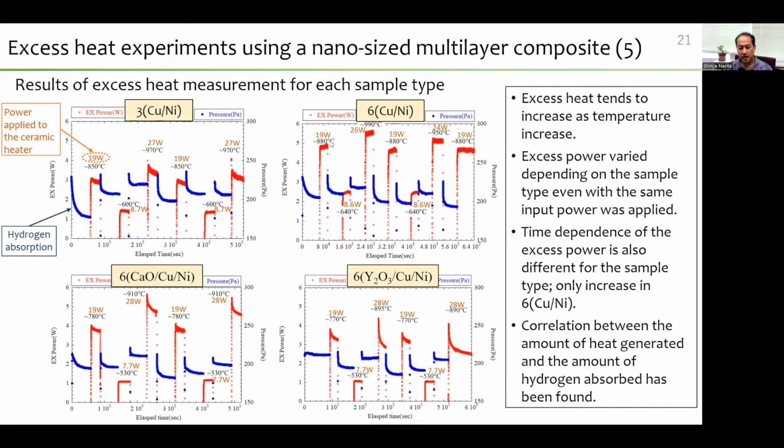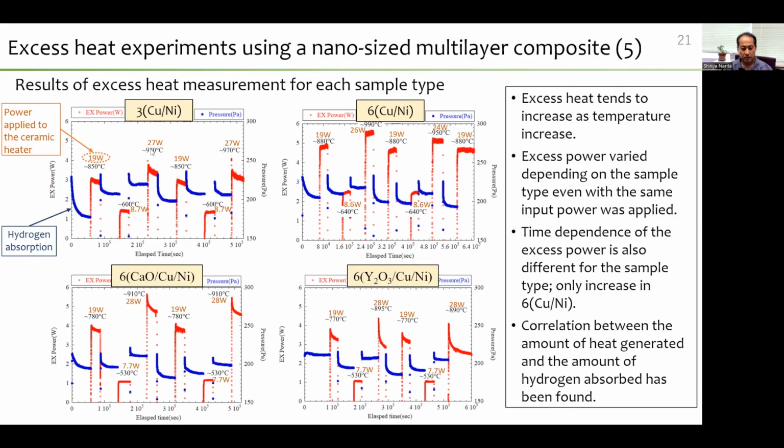For example, in this case, the input power is 90 watts. So excess power is here. In this one, the input power is 26 watts, and the excess is larger than here. So excess heat tends to increase as the temperature increases, and the excess power varies depending on the sample type. Even with the same input power, the excess power is different for each sample.